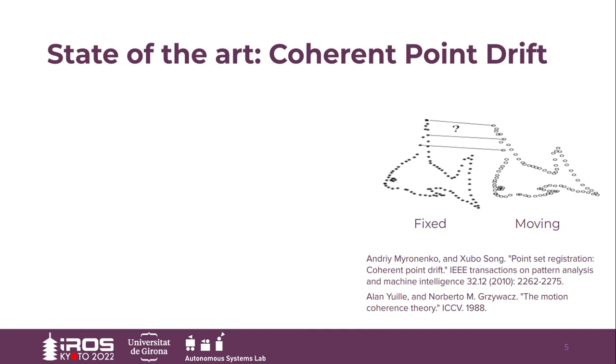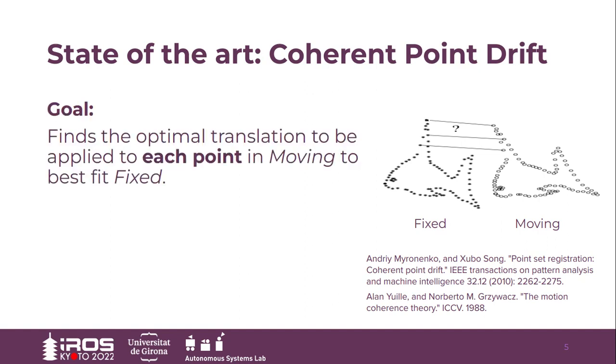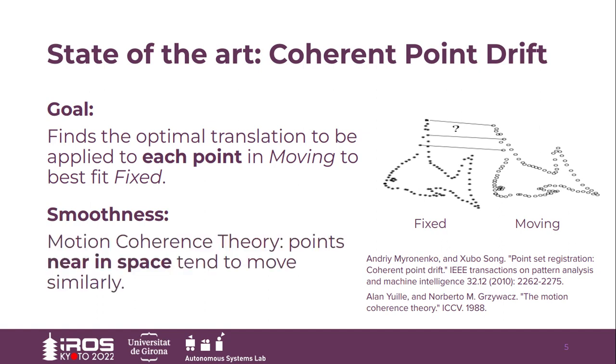In the literature of non-rigid registration methods, one of the most popular algorithms is coherent point drift, or CPD. Given 2 point clouds, one fixed and one moving, CPD's goal is to find the translation that needs to be applied to each point in the second to best fit the first. In order to maintain the spatial coherence of the moving point cloud throughout the registration process, they impose smoothness in their solution using motion coherence theory. The main premise of this theory is that each point in the moving point cloud must remain close to its original neighbors. This implies that points close in space must share similar translations.